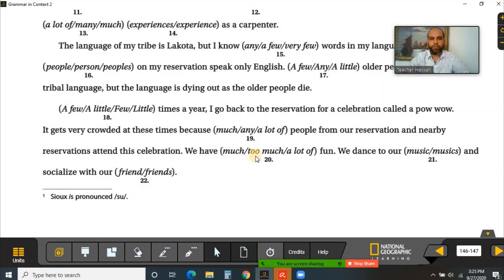We have much, too much, a lot of fun. Okay, we learned before that much is used in negative statements. This is affirmative. Much doesn't work. Too much and a lot of. Too much is the same as much, just with a higher degree, and it goes in negative statements. We didn't have too much time.